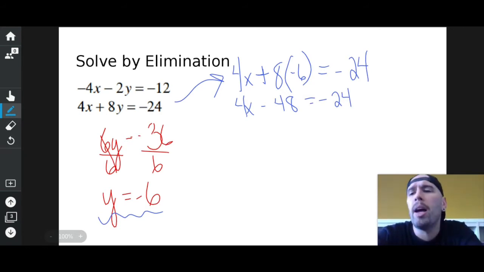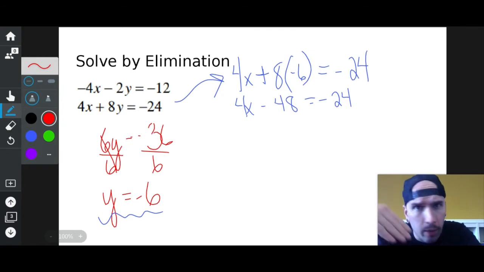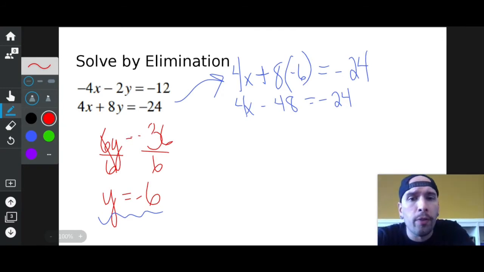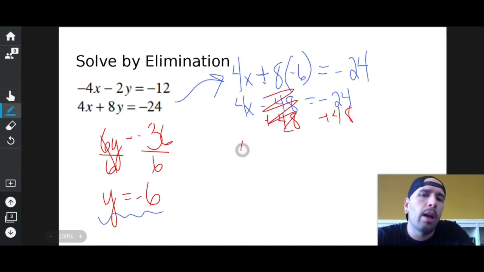Is x all by itself? No. What's in the way? 4 and negative 48. Let's get rid of the negative 48 floating around first because it's just floating around. Do the opposite, which means add 48. I have 4x equals 24.